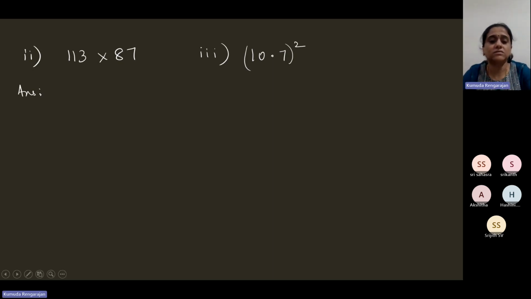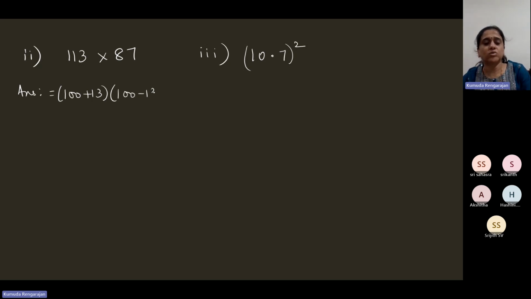Sahasra, how do you answer this? Ma'am, I'm still doing it. No, it doesn't take this long. What's the number between 113 and 87? 100 plus 13 and 100 minus 13. Yeah, you're right. 100 plus 13 into 100 minus 13.